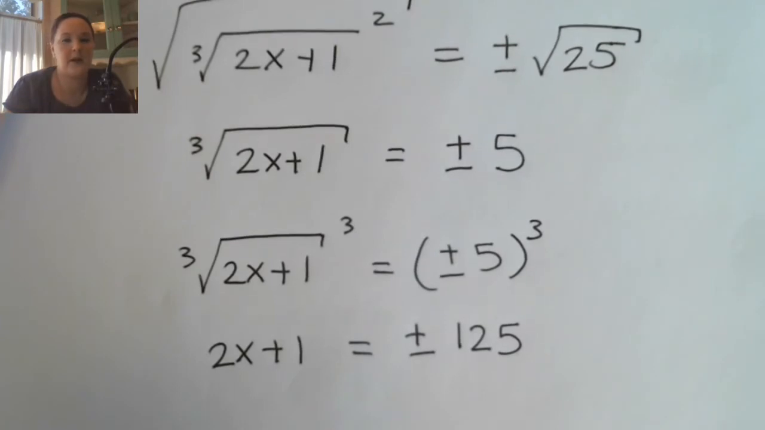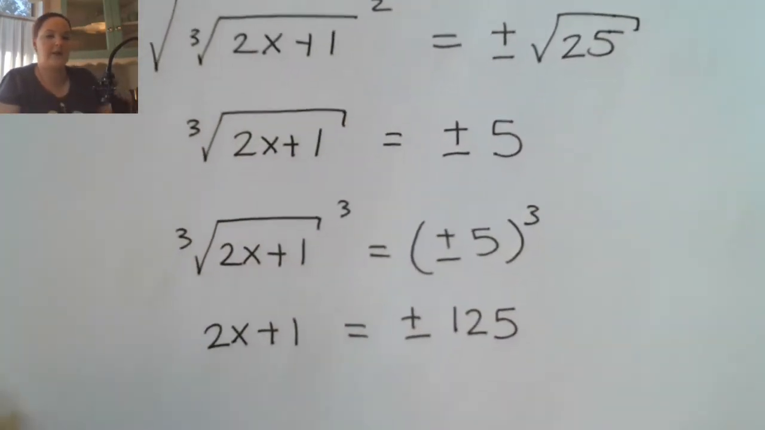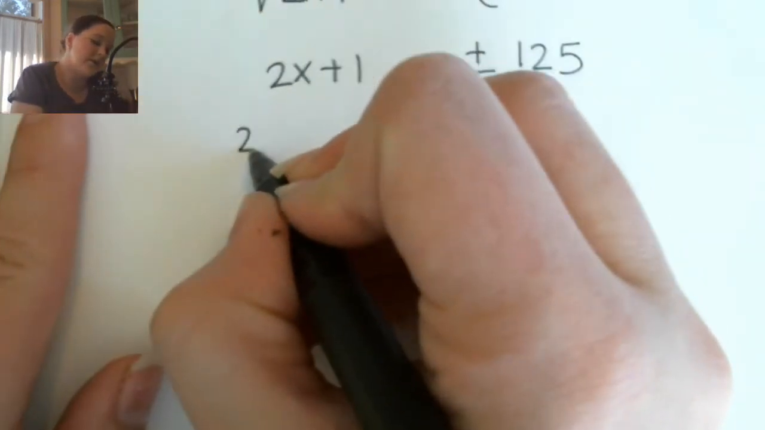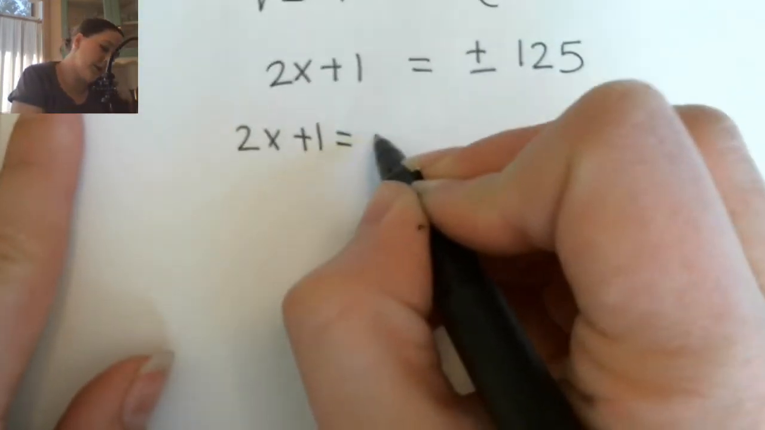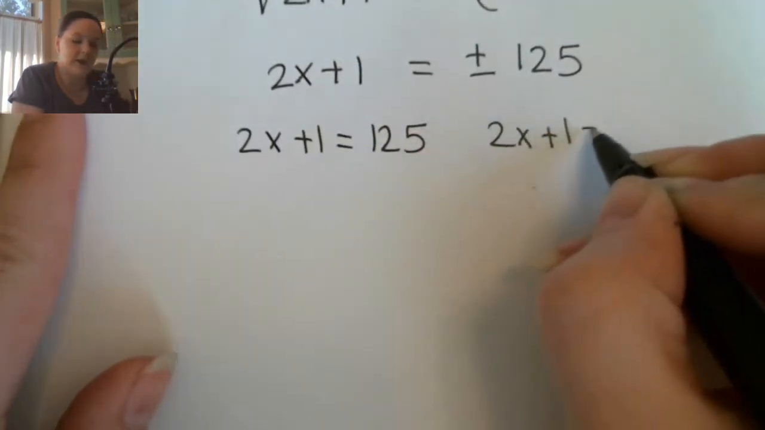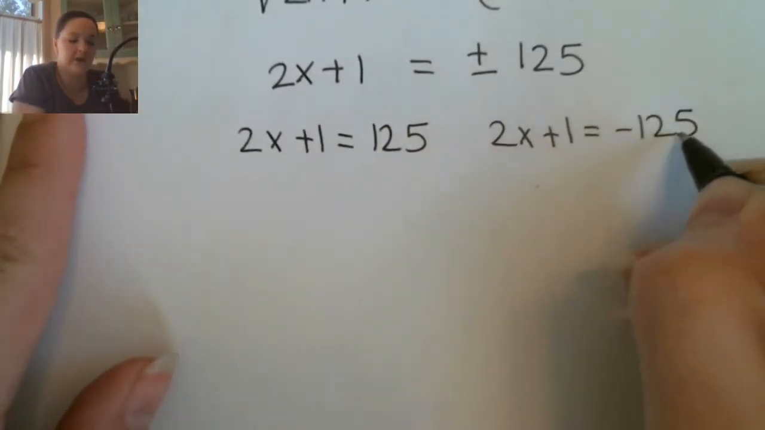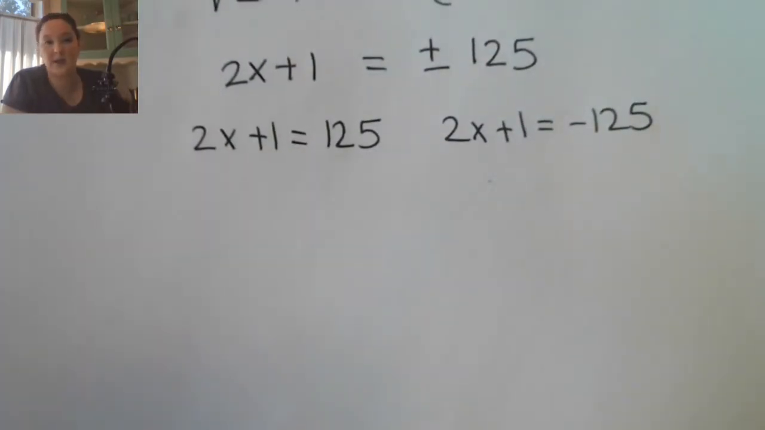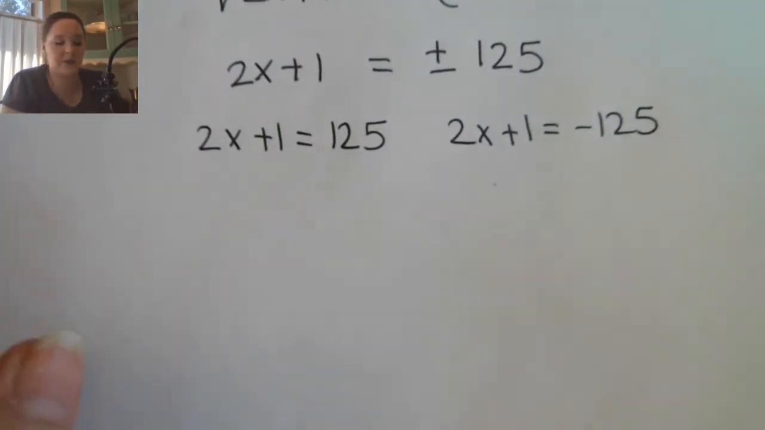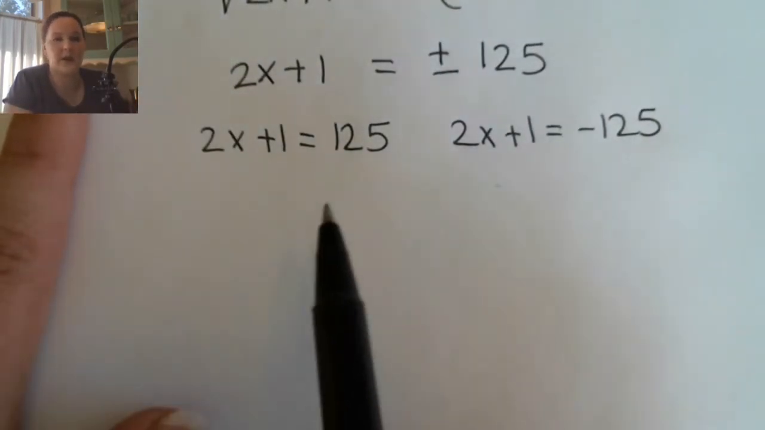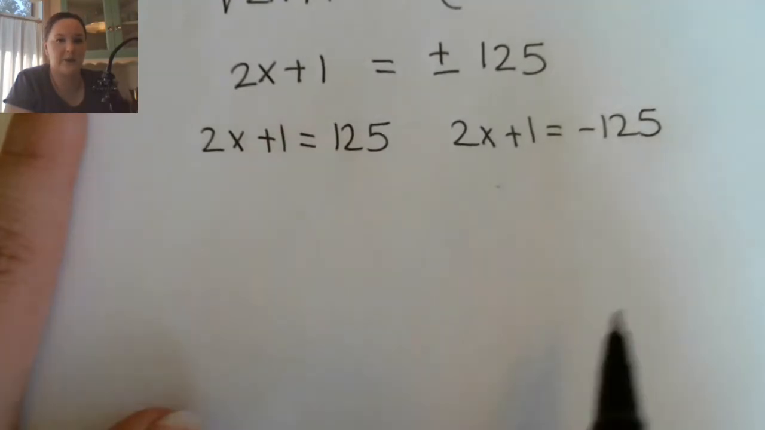Okay, now I think it really makes sense to split these two answers up so that we can solve them separately. So I'm going to get 2x plus 1 is positive 125, or 2x plus 1 is negative 125. Okay, we didn't split them up before because there was no extra steps to take after you got the plus or minus. But here, when we're going to subtract 1 and then divide by 2, it's really going to make it easier to have them both split up.